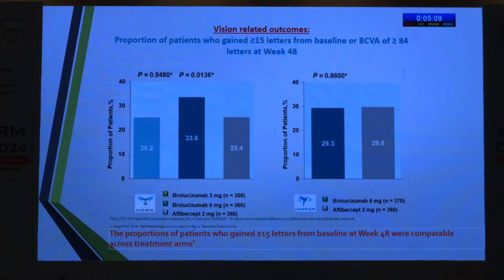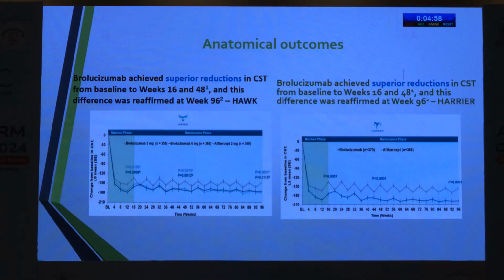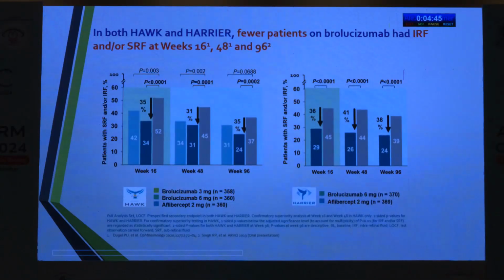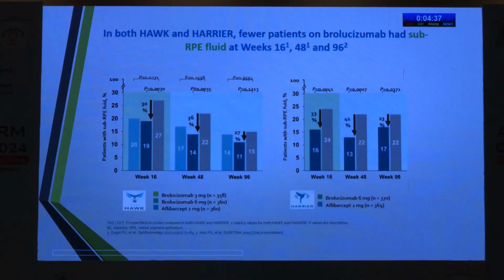Also, the proportion of patients who gained more than 15 letters from baseline or who had a BCVA of more than 84 letters at week 48 or more was higher in the brolucizumab group. Coming to the anatomical outcomes, what was interesting is that this new molecule, brolucizumab, helps in gaining superior reduction in central subfield thickness, and this was maintained till 96 weeks in both the studies. And also the subretinal or intraretinal fluid reduction, as you can see here, was more in the brolucizumab group compared to the aflibercept groups. Also the sub-RPE fluid, which most of the anti-VEGFs don't address.